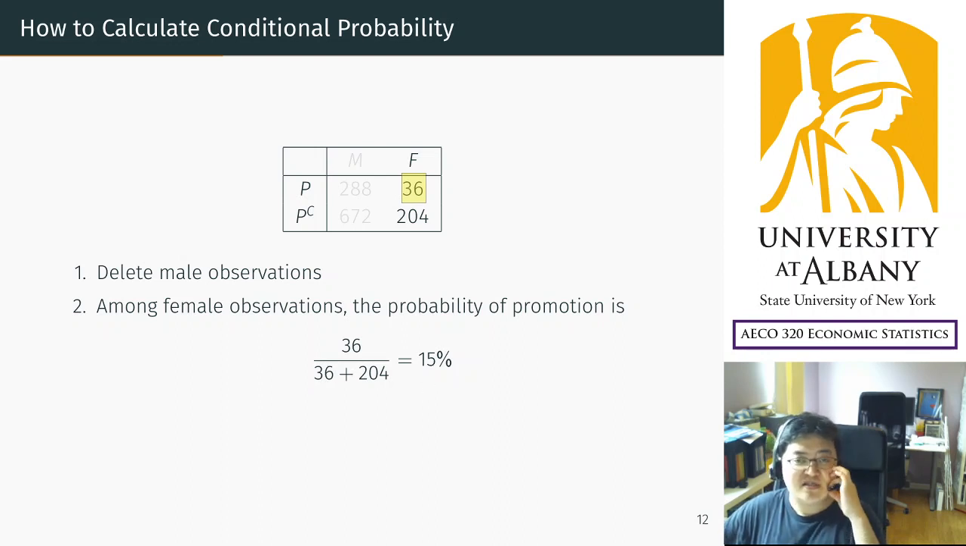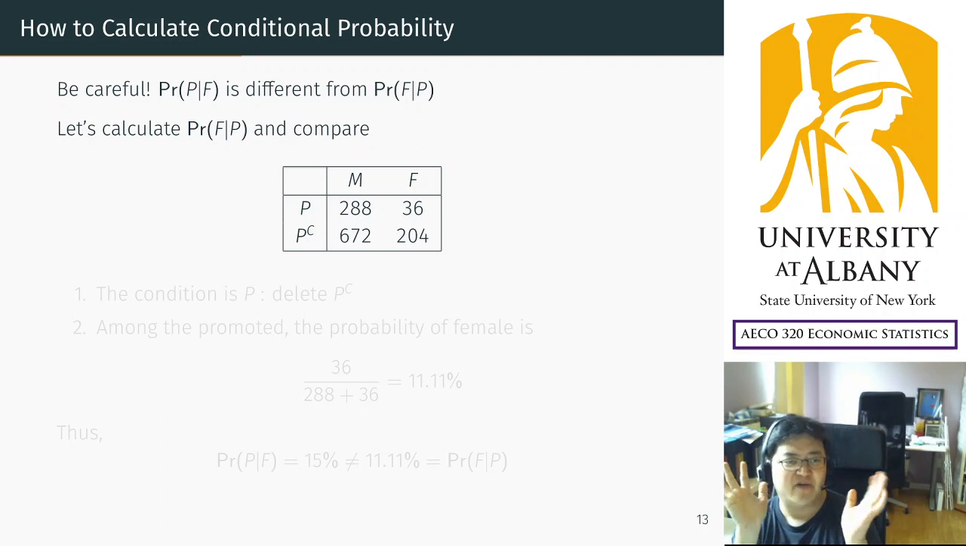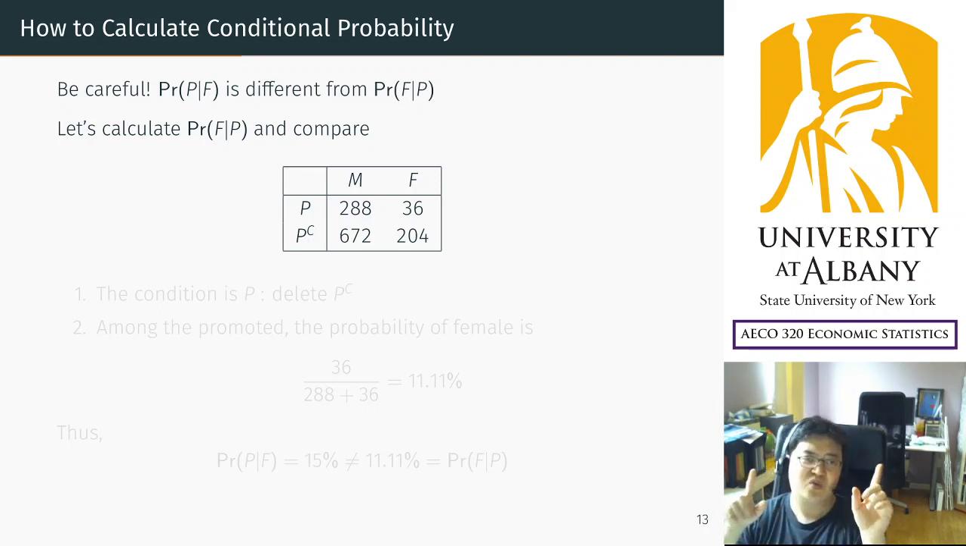Actually, we already calculated this in a previous slide, but now we would like to do it more formally. I believe it's straightforward. The idea is easy to understand. And one thing I want to emphasize here: many students are confused about the order of the notation and the role of the two events. So think about this. Probability of P given F is obviously different from probability of F given P.